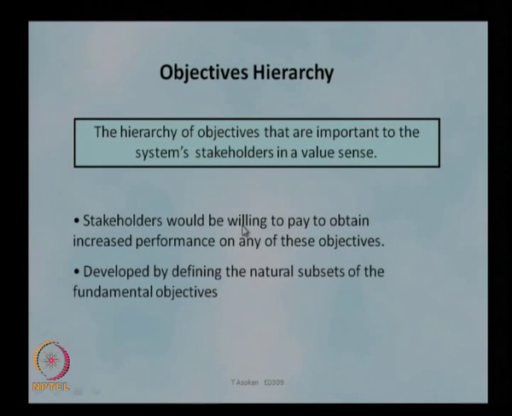to pay for that. So, designers should understand the willingness of these stakeholders in this regard. And then this is developed by defining the natural subsets of the fundamental objectives. For the fundamental objectives, we can identify some natural subsets, and then we give different values to these objectives and make sure that we have a proper objectives hierarchy which actually meets the stakeholders' requirements and their willingness to pay extra to obtain those particular requirements.